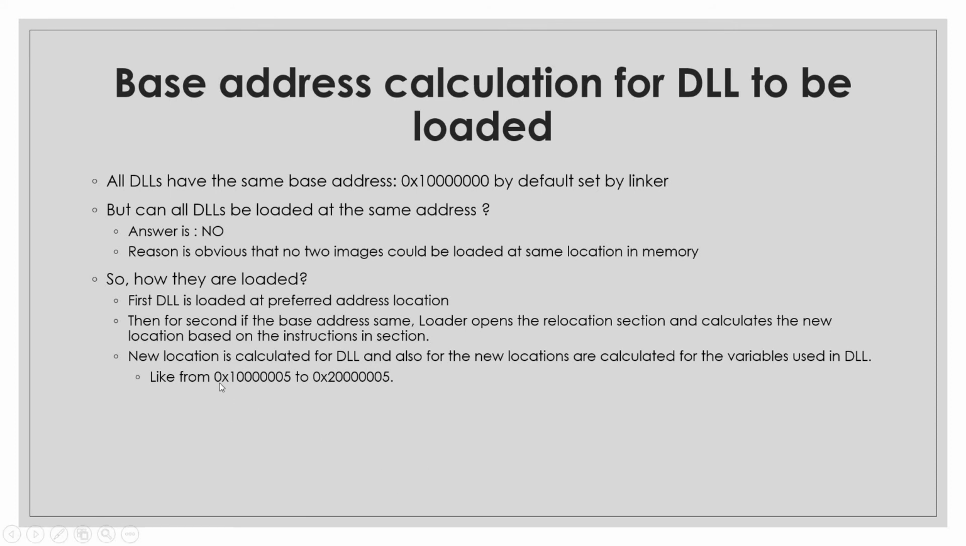Just like here, the address was this hexadecimal address 0x1000005, and then a new location was confirmed, and based on that new location, the new offset location for the variable in your DLL is calculated, and for example it has been set to 0x200000005. So this is how the new locations for the DLL to be loaded in memory and the respective variables used in the DLL are calculated.